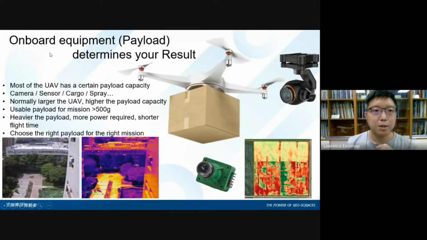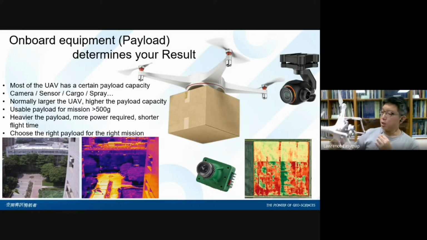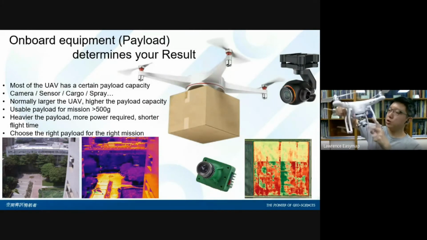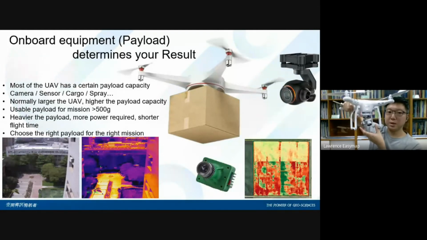Okay, so here I talk about the onboard equipment. We call it the payload, something extra on top of the UAV. Most UAVs have a certain payload capacity, which means that they can carry some weight on top of the weight of the UAV itself. It can be a camera, a sensor, cargo, or some spray for agricultural use. Just like this UAV, you can see that it has a camera here and also a gimbal. This part we consider as the payload.